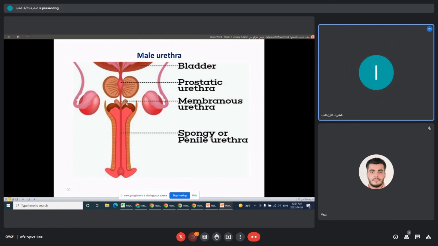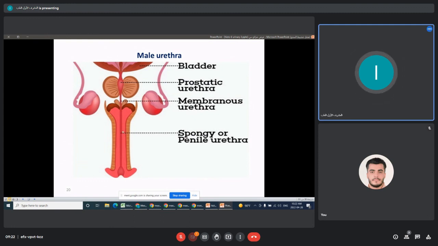The next short part runs between the first and third part, and it's called the membranous urethra. It passes through the external sphincter of striated muscles. The lining here is different. It's not urothelium as in the prostatic urethra, urinary bladder, and the ureter. The lining here is stratified and pseudostratified columnar epithelium.